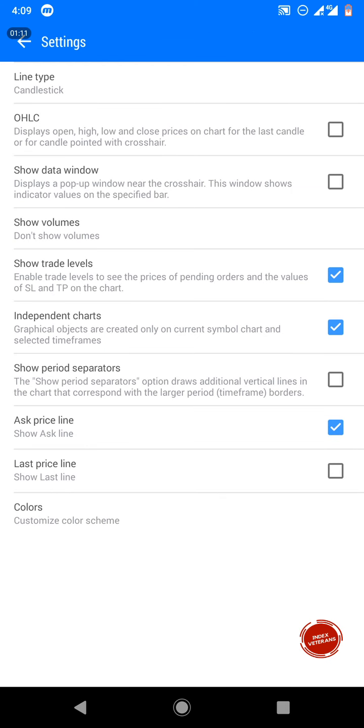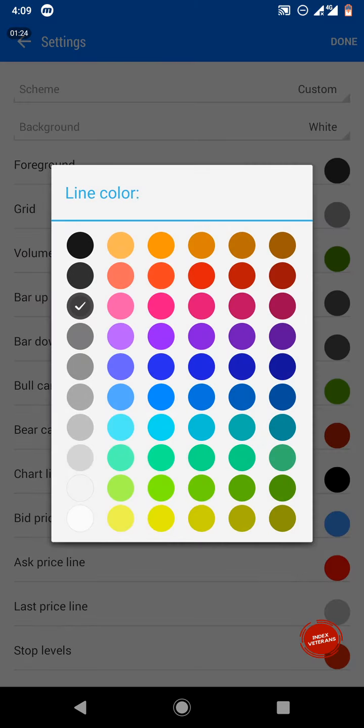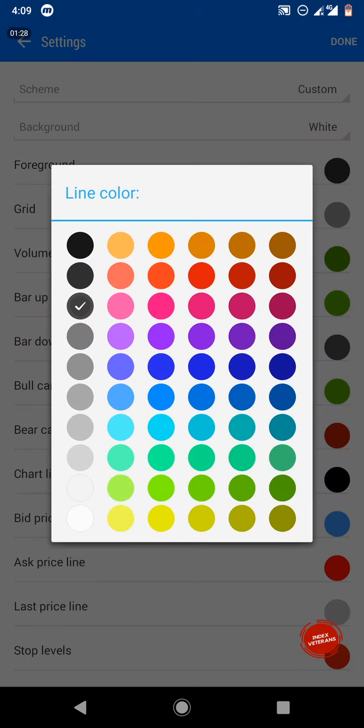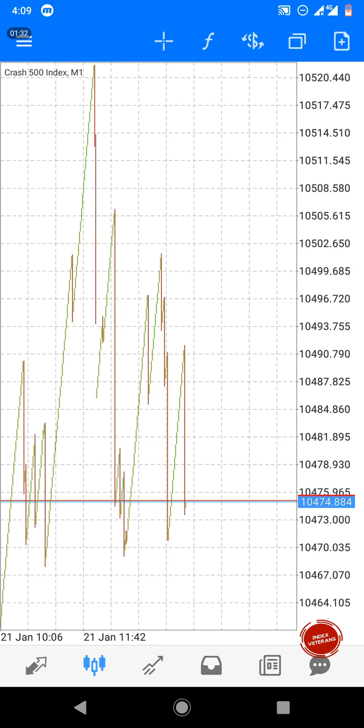And yeah, guys, some of you don't know how to change the colors, and this is how you can do it. You go to the settings and everything, and colors. I want to change the bar up to be green and the bar down to be red. Yeah, that's way better.